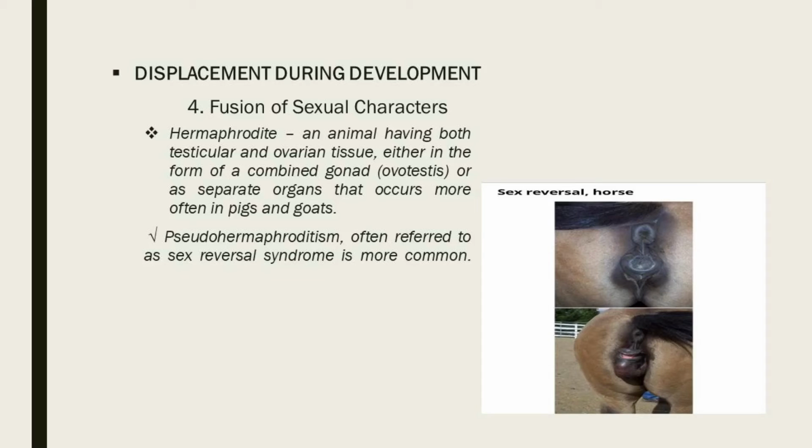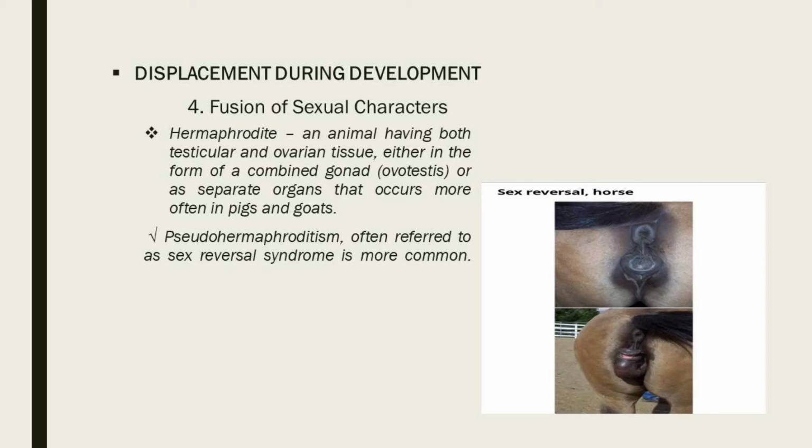Sex determination of the gonads is important for development of the sex phenotype, internal and external genitalia, and sexual behavior. Intersex conditions have been described in several domestic animal species. True hermaphrodites are rare and have both ovarian and testicular tissue and exhibit anomalies of the external genitalia. The karyotype is variable and may be a chimera, mosaic, or unknown. Pseudohermaphroditism, often referred to as sex reversal syndrome, is more common.